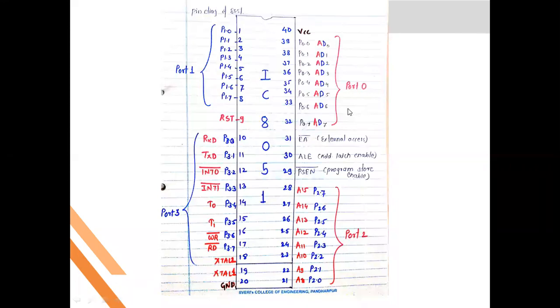Now what we know, port 0 is used as multi-purpose. It is also used to carry the address and data lines. So see here, AD0, AD1, AD2, AD3, AD4, AD5, AD6 and AD7. So what is the use of port 0?